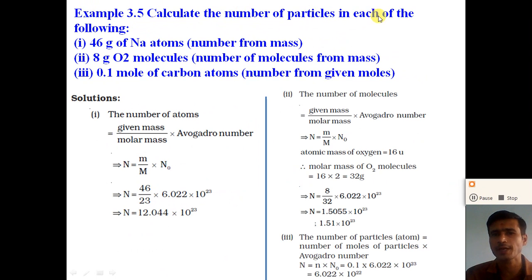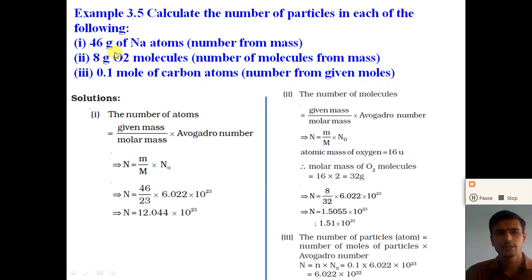Calculate the number of particles in each of the following cases. First one is 46 gram of the Na atom: number from the mass. So what we want to calculate in the first case is the number of atoms in 46 gram of Na. Second, 8 gram O2 molecules: number of molecules from the mass. And third one is 0.1 mole of the carbon atom: number of atoms from the given moles.